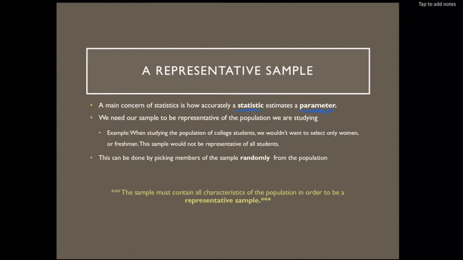So the way that we can pick a representative sample is to pick members of the sample randomly from the population. You could put everybody's name in a hat. You could go systematically and pick every 50th student enrolled in a specific university. There are ways to randomly collect a sample, and we want to make sure that sample is as representative as possible.